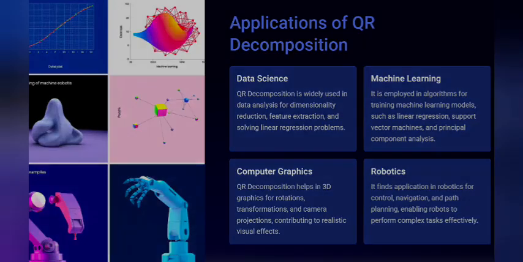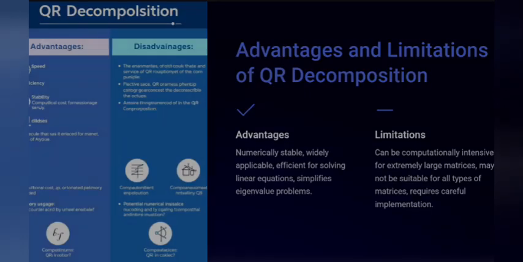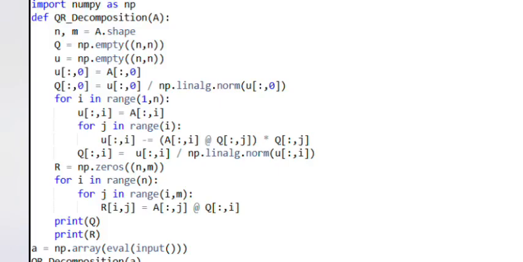Now we will see the advantages and limitations of QR decomposition. As we have already seen, it is numerically stable, widely applicable, efficient to solve linear equations, and simplifies eigenvalue problems. Then the limitations of QR decomposition are that it is computationally intensive for large matrices and it requires careful implementation. Now we will see a small Python program for the implementation of QR decomposition using the Gram-Schmidt process.